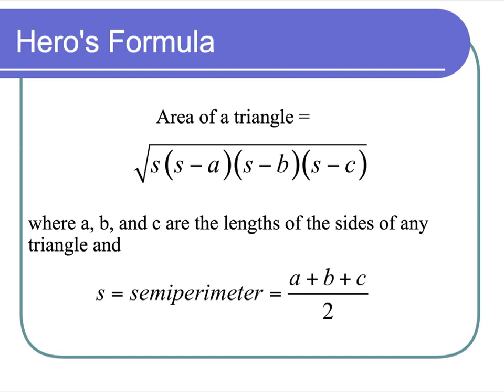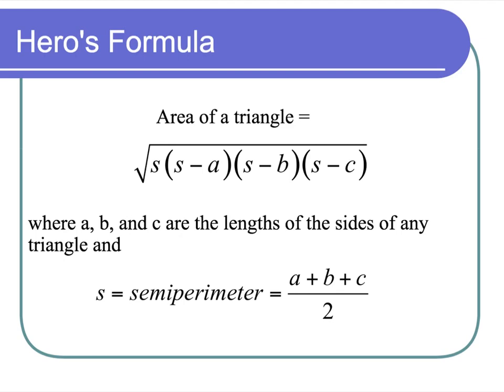Alrighty, ladies and gentlemen, here is Hero's formula. We have the area of a triangle, any triangle, not just a right triangle, where A, B, and C are the lengths of the sides of the triangle, and S is called the semi-perimeter. So you add all the sides up, divide by 2, and you can plug that in and find the area.